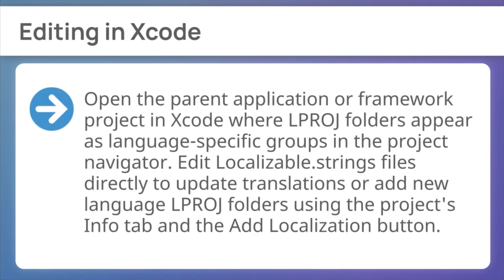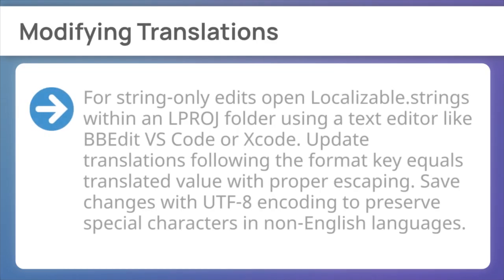Next, editing in Xcode. Open the parent application or framework project in Xcode, where LPROJ folders appear as language-specific groups in the project navigator. Edit Localizable strings files directly to update translations, or add new language LPROJ folders using the project's Info tab and the Add Localization button.